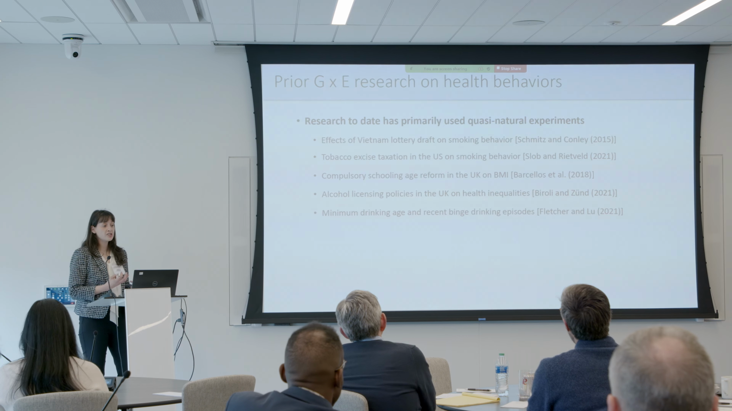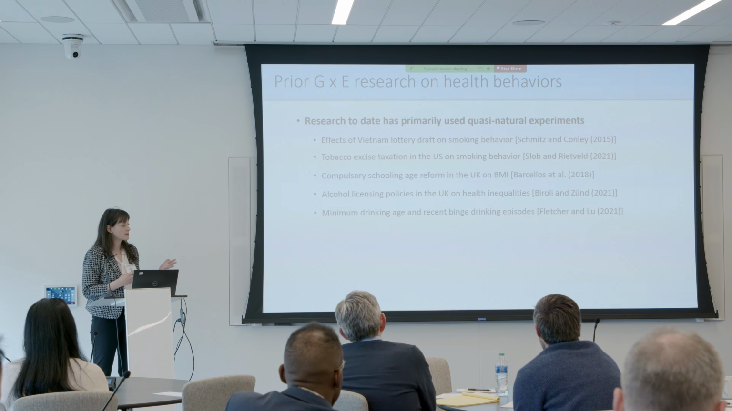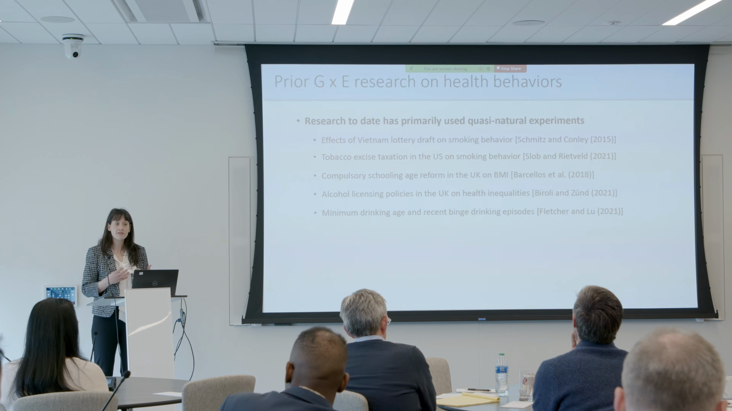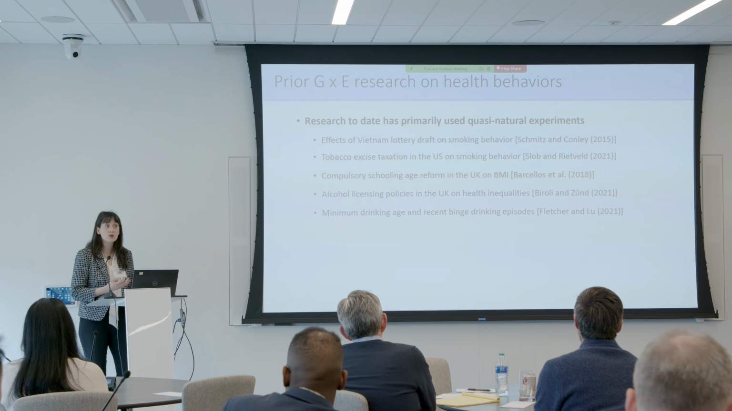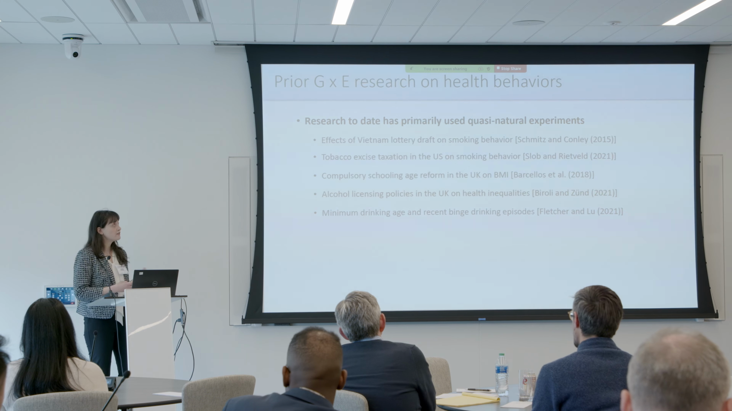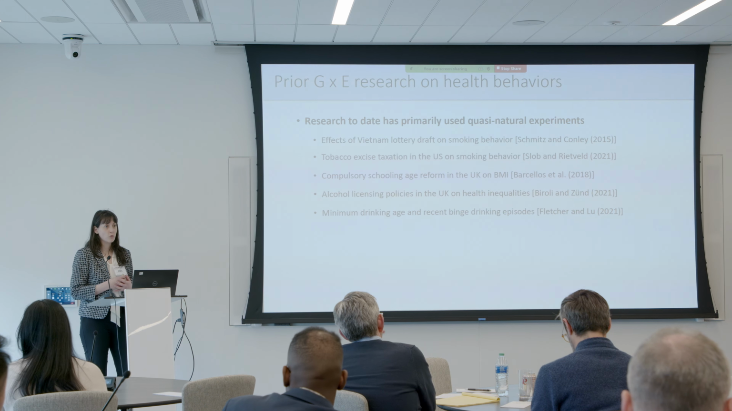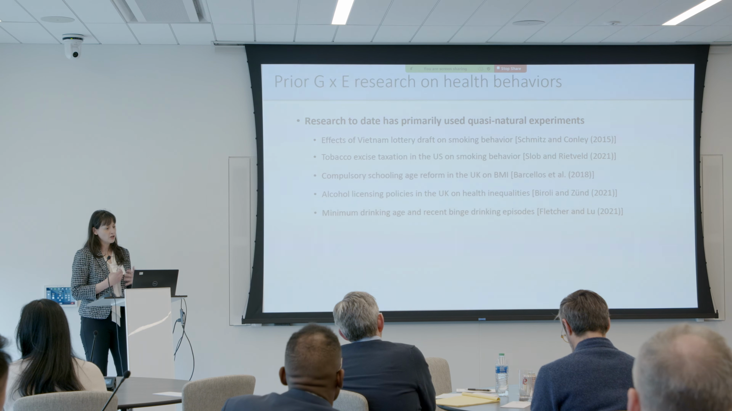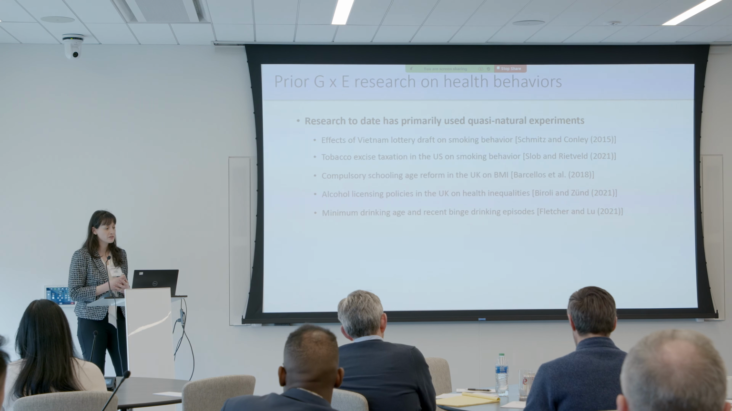So there's been a lot of prior G by E research on health behaviors and economics by many of the people in this room. Some of my earlier work on the effects of the Vietnam draft lottery on smoking behavior showed that high PGI individuals were more likely to become lifetime smokers as a result of being drafted into Vietnam. Other work shows that high PGI individuals who have higher risk for smoking behavior are less likely to respond to higher cigarette taxes. Work on compulsory schooling reform by Sylvia and colleagues shows that basically education can reduce the genetic disadvantage for high-risk BMI individuals.